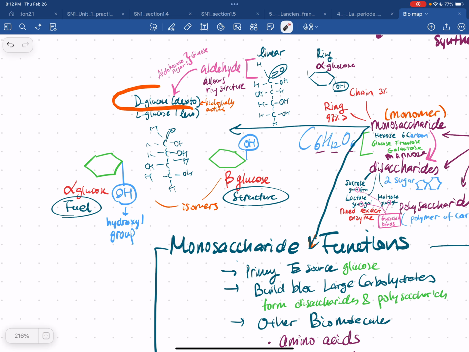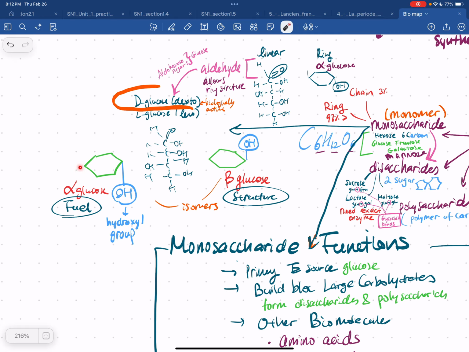And those are enantiomers. There are two enantiomers of the aldohexose sugar. So they both have an aldehyde. Yeah, and these are called aldohexose sugars.